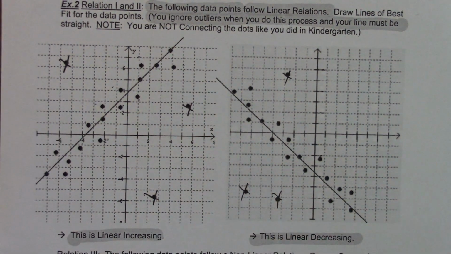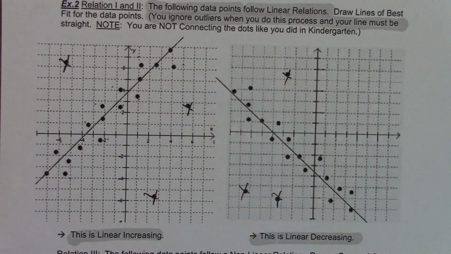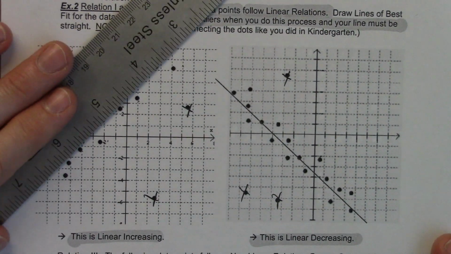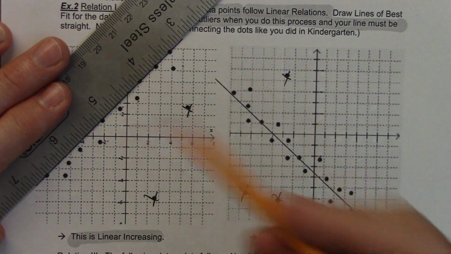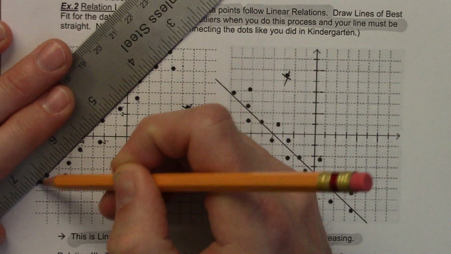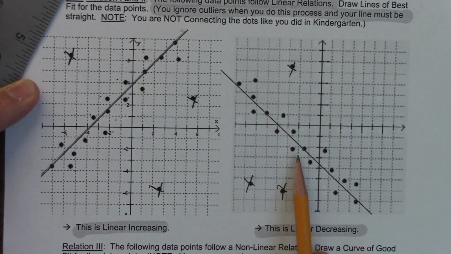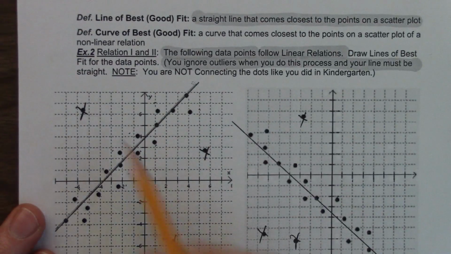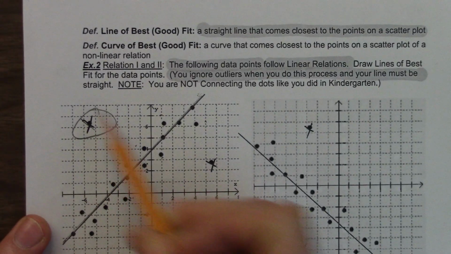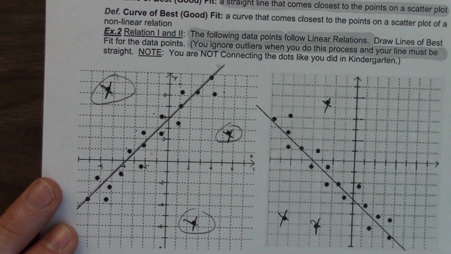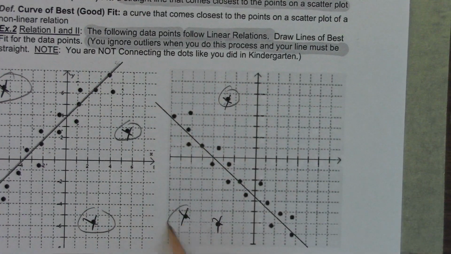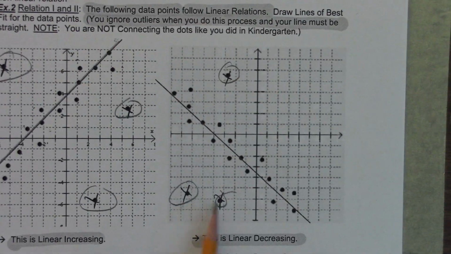We're actually taking a ruler, and it's already populated here for me, but not for you. You're going to create this line that goes, again, through the middle of all of those points. Likewise, you're going to do that over here. And you are eliminating these points here. This point, and this point, they get eliminated. Why? Because these are considered outliers.